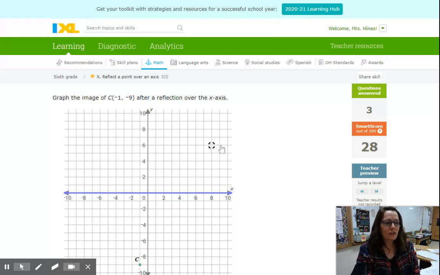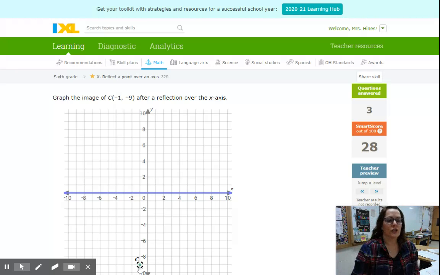Now we're going to have one that crosses the x-axis. So that just means we're going to go from, in this case, the bottom, because we start at -1, -9. So from the origin, we go back 1. A negative says go left, and then a negative in the y coordinate says go down. So we would go down -9.